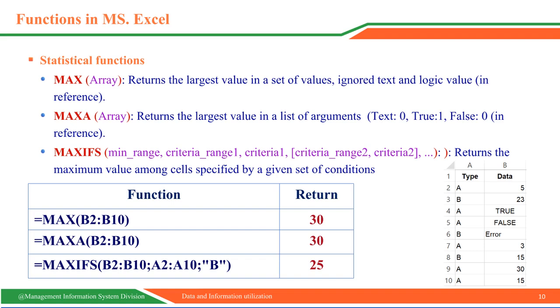Maxifs returns the maximum value that meets one or more given conditions. Example, maxifs, B7 to B10, A7 to A10, B returns 25, because the values for category B in the range B7 to B10 are 3 and 25, and the largest is 25.